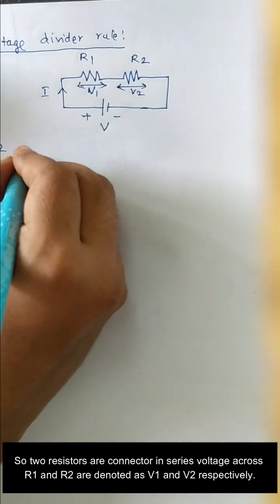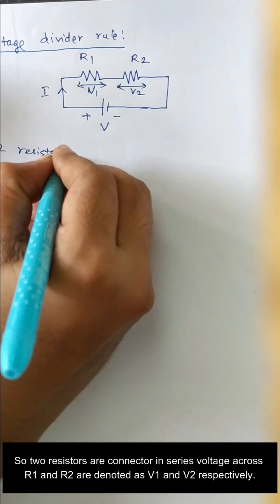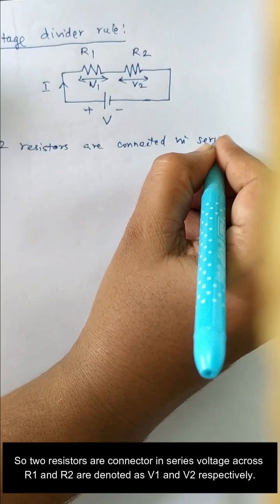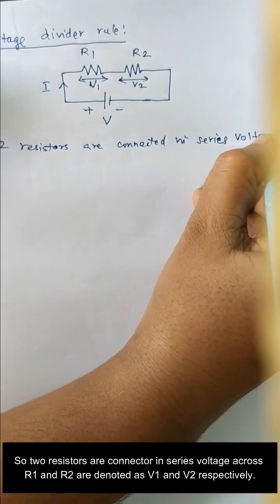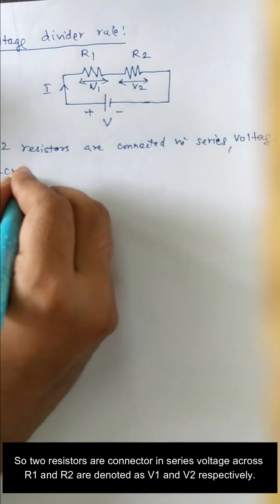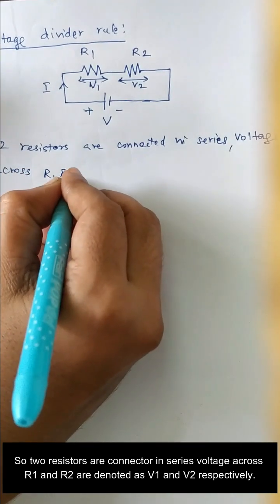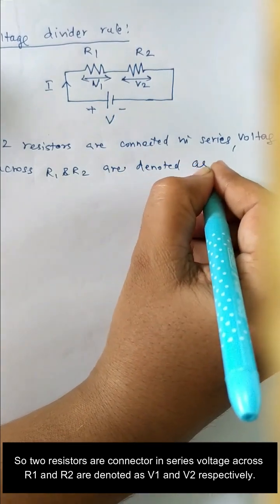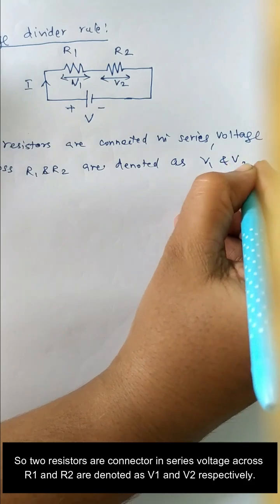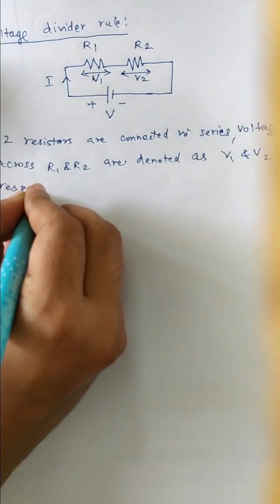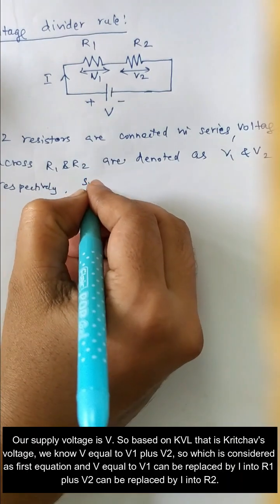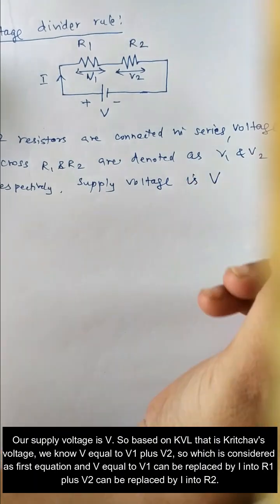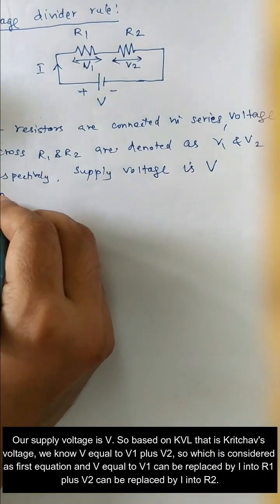So two resistors are connected in series. Voltage across R1 and R2 are denoted as V1 and V2 respectively. Our supply voltage is V.